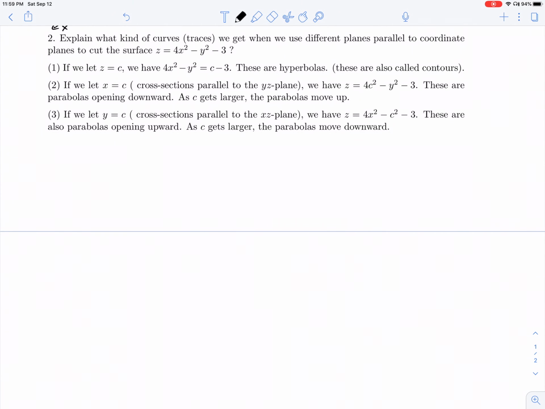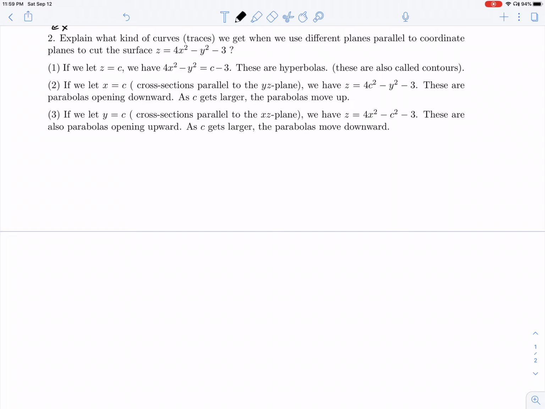Now, let's look at the second problem. In this problem, we changed very little. It's just the sign over here that is changed. We changed the plus sign to minus, and here too. So let's do the same thing.